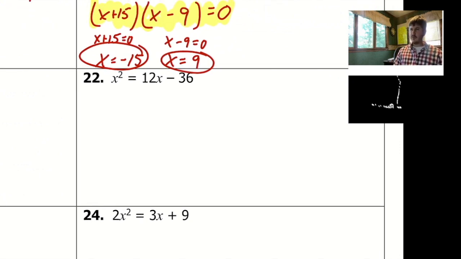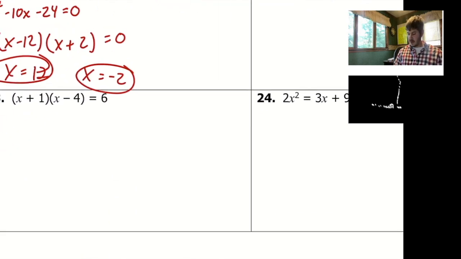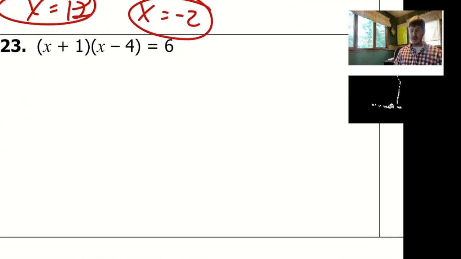I think number 22 becomes pretty much the same, so I'm just going to skip that one. 23 is pretty good, though. There's a few things you could do with 23, because it's sort of factored already, right?